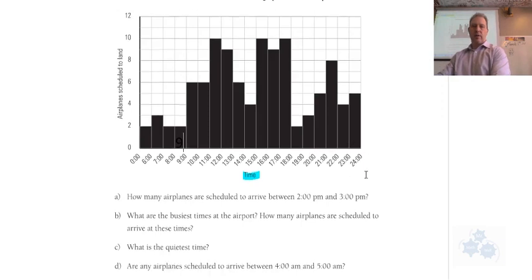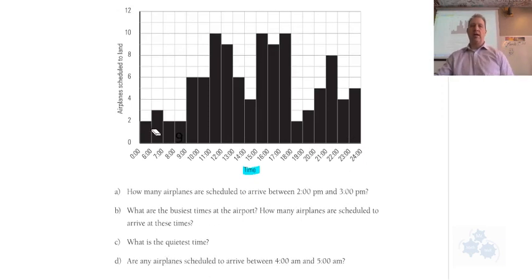What's the quietest? What are the quietest times? Well, that's pretty easy too, right? These ones with the lower bars. So there's 1, 2, 3, 4, or only 2 planes are scheduled. And this looks like it's between sort of midnight and 6 a.m. So it's a bit of a jump. They're not all 1 hour worth. Okay, that's a bit of an exception. Looks like there. Yeah.